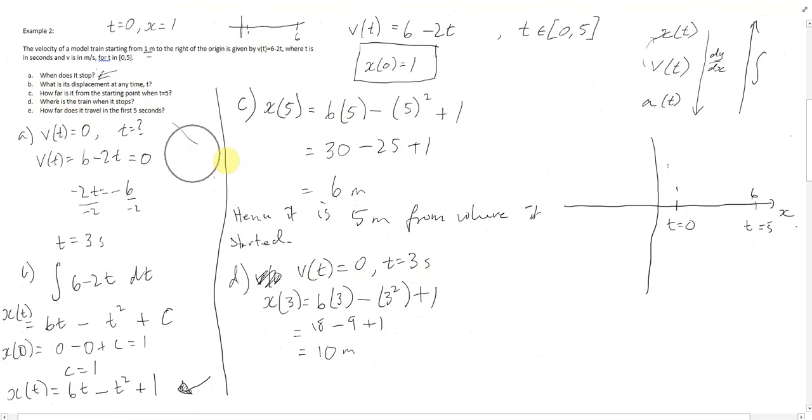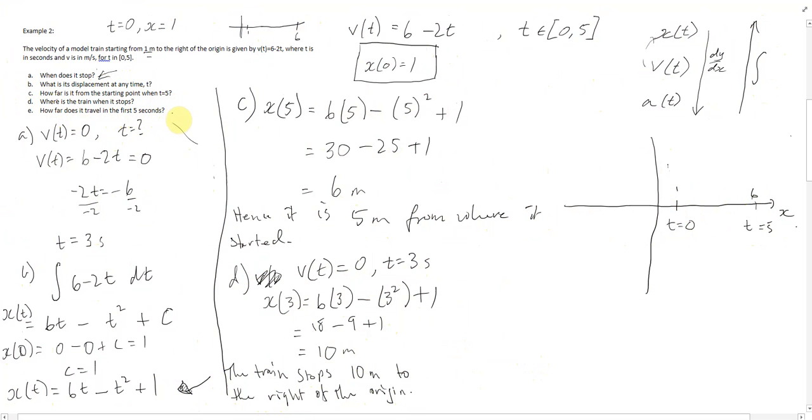It is 10 meters. And to be super diligent, we should say the train stops 10 meters to the right of the origin. There we go, it stops 10 meters to the right of the origin. Cool. Last question. How far does it travel in the first 5 seconds?